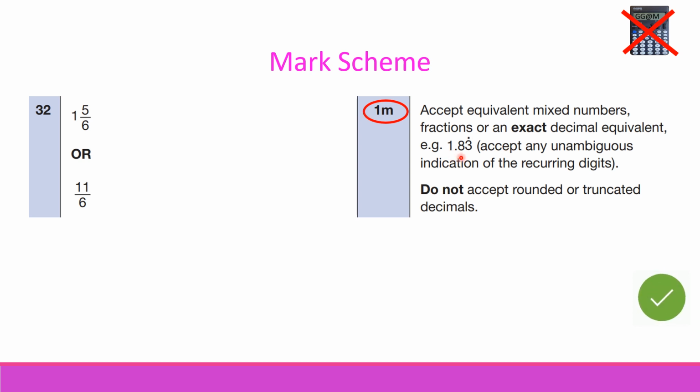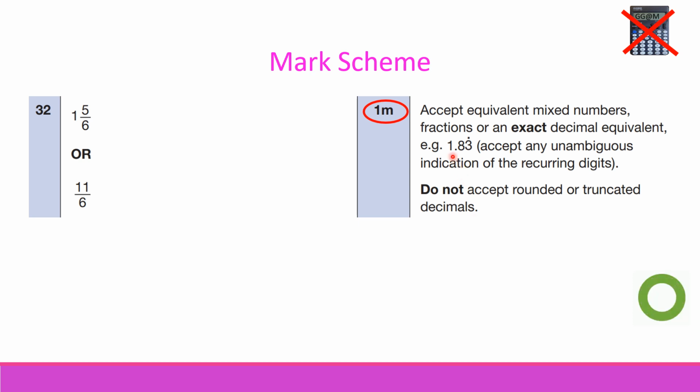Again, it says if you use an exact decimal equivalent, 1.83 recurring, which means 1.83333333, then you will get the mark, but it's much harder to work with decimals than it is working with the fractions. It will not be allowed if you use a rounded or truncated decimal.